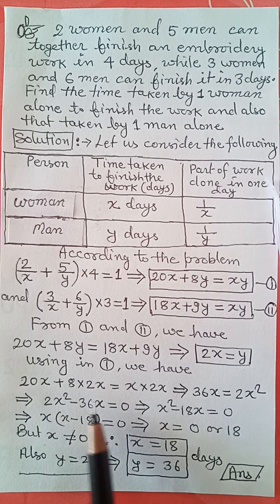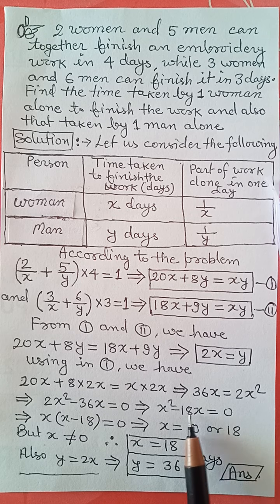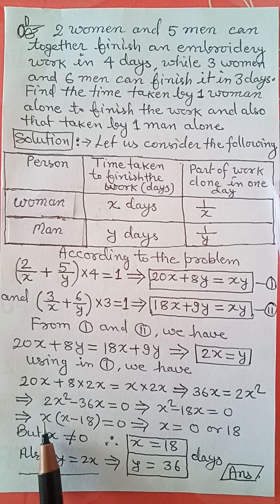Therefore, dividing by 2, we have x squared minus 18x is equal to 0. Simplifying, we have x multiplied by (x minus 18) is 0. Either x is 0 or x is 18. But x cannot be 0. And therefore, the only solution is x equal to 18.